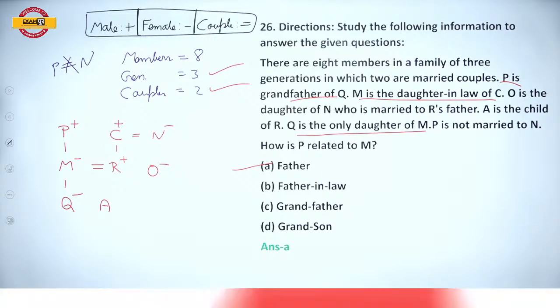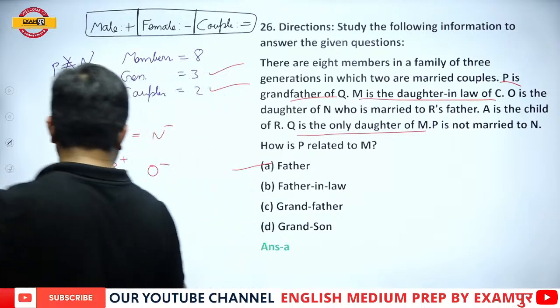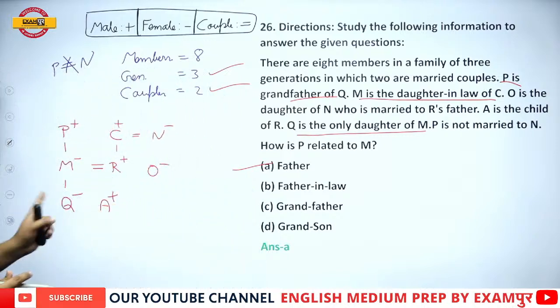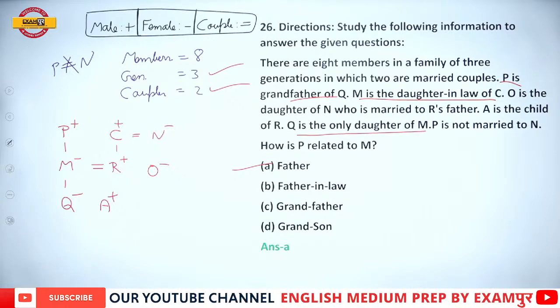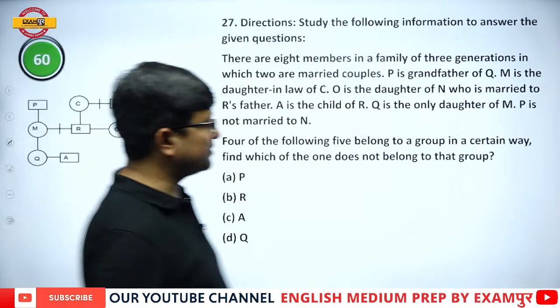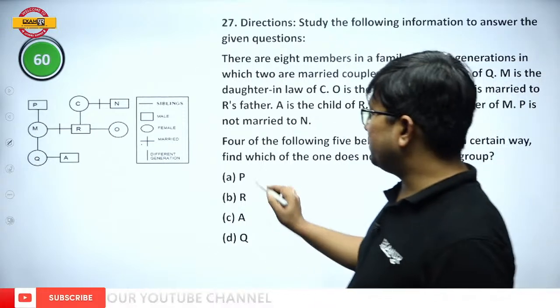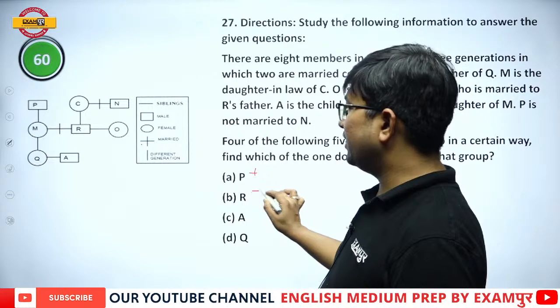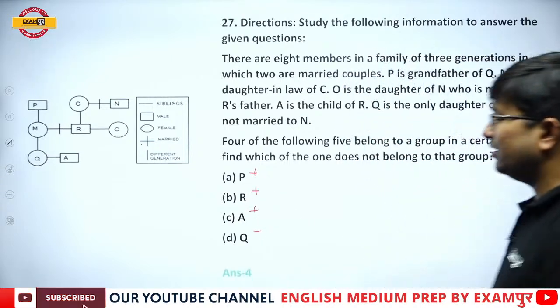Okay? And Q is the only daughter. Okay. That means this is male. And now P is not married to N. Fine. This person will be male. Now, so odd one out. P-R-A-Q. So, P is a male. Okay. R is a male. A is a male. But Q is a female. So, it is the odd one out. Option number D.